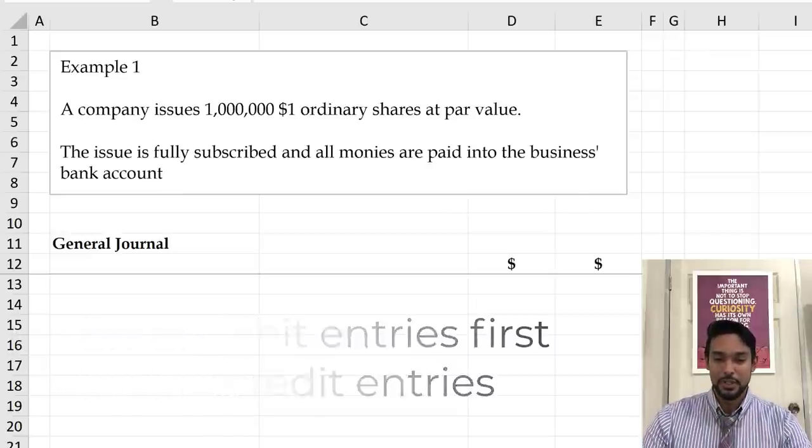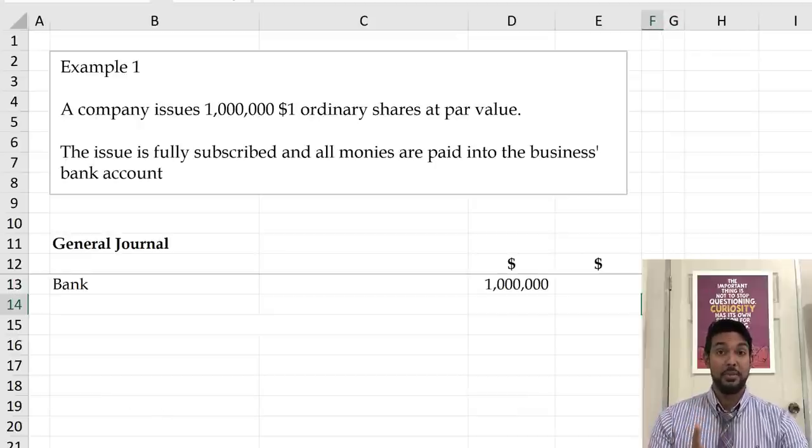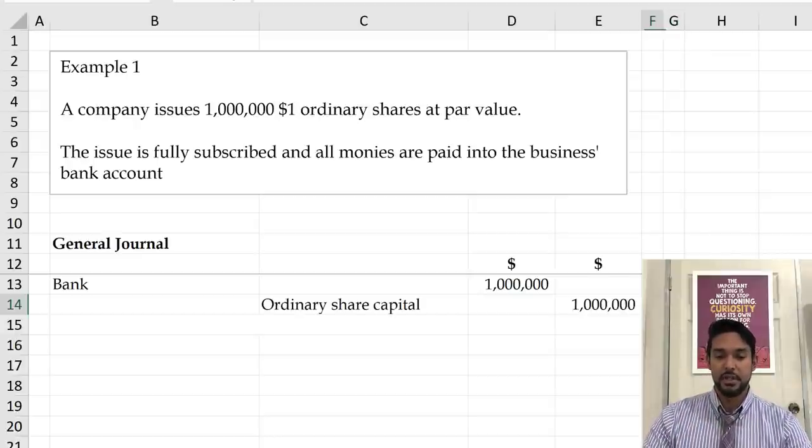Okay, so let's go. So the first thing we enter is bank. Bank is the asset that's increasing, so we debit bank for $1,000,000. Where did the money come from? It came from ordinary share capital. That's what we issued. Share capital is increasing, or capital is increasing, and to record an increase in capital, you have to credit the capital account. So you're going to credit ordinary share capital at $1,000,000.